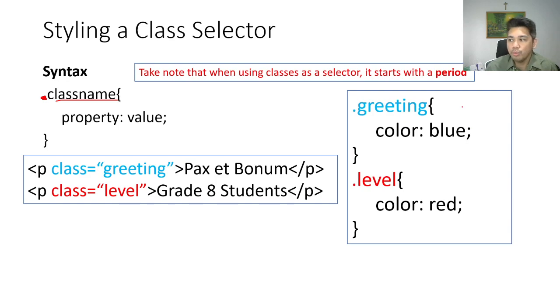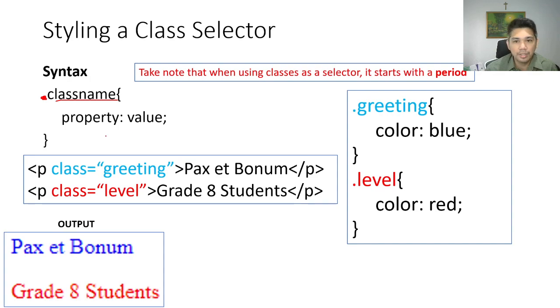So when you write these codes, the output would look like this. You see here, this is color blue. It's because of this rule. Again, why was it applied? Because of the greeting.